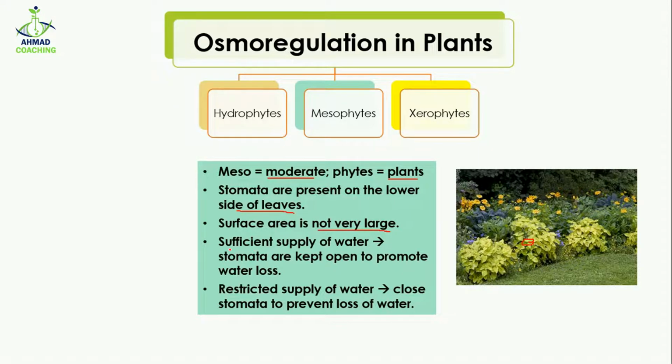When these plants have a sufficient supply of water, the stomata are kept open to promote water loss. But if only a restricted or small amount of water is present, they close their stomata so that they can prevent the loss of water.